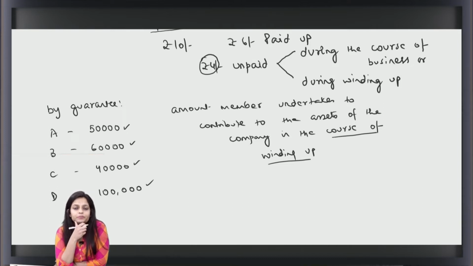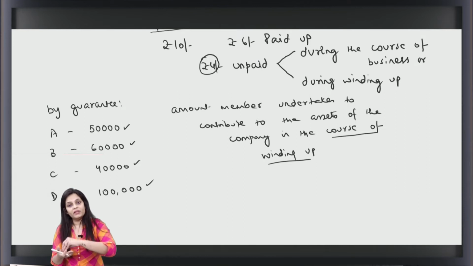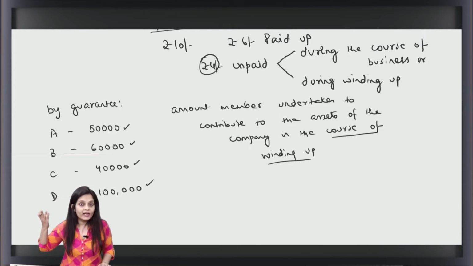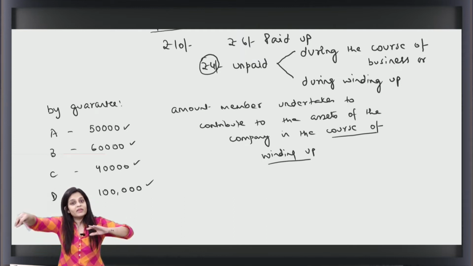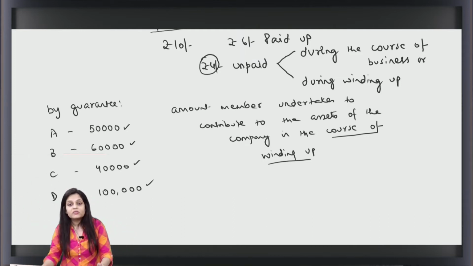What does it mean? Acha, tell me, can I say cash in hand is the asset of the company? Yes. Now when A will give 50,000, B will give 40,000, C will give 60,000 and D will give 1 lakh rupees, can we say they are giving cash to the company, which increases the cash in hand for the company? So when it increases the cash in hand of the company, that means I am contributing to the assets of the company. And that is the reason we say contribute to the assets of the company.